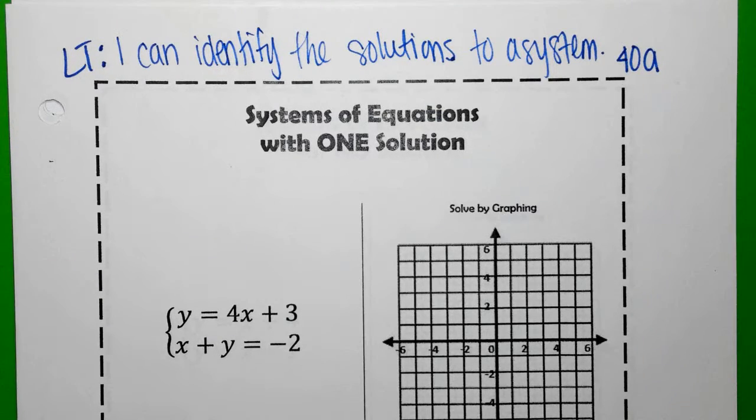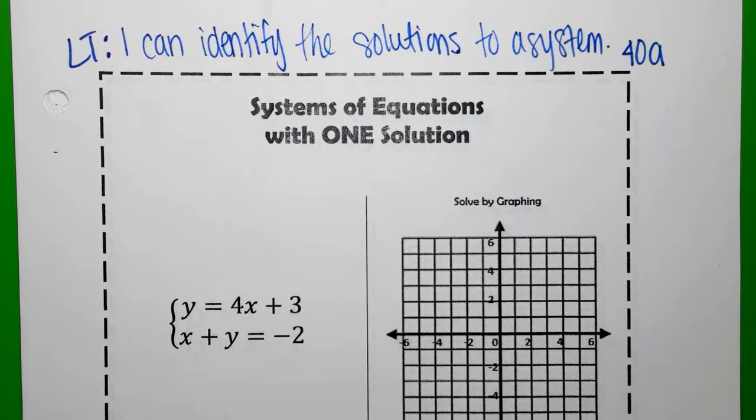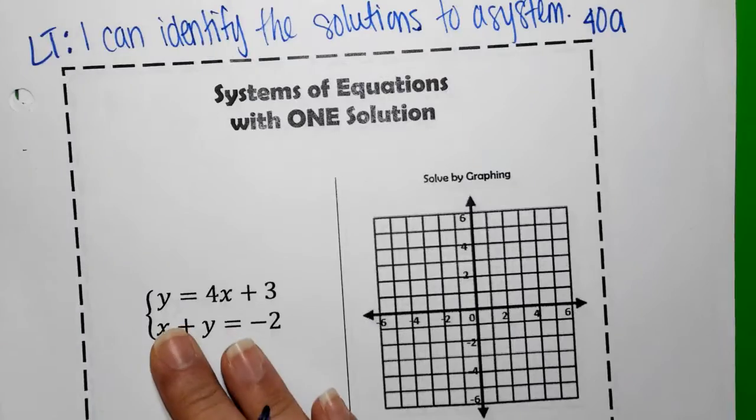Alright, so we are going to talk about one solution first and what it looks like. Now, you guys know what one solution means. That's where they cross. It's where you get an answer. So we're going to graph our first one.